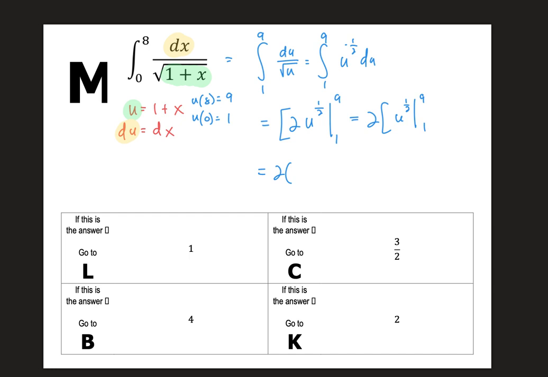Okay. So then plug in 9. So 9 to the 1/2, same as the square root of 9. So that's 3. And then plug in 1. 1 to the 1/2 is 1. Square root of 1 is 1.